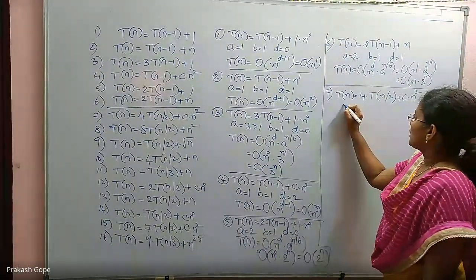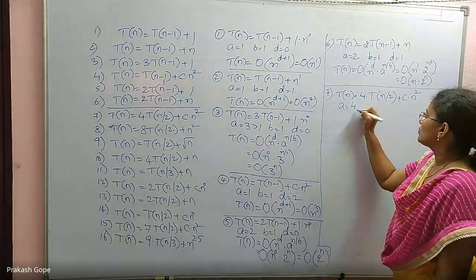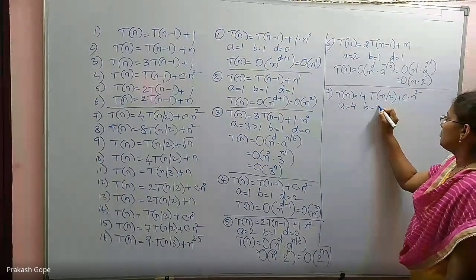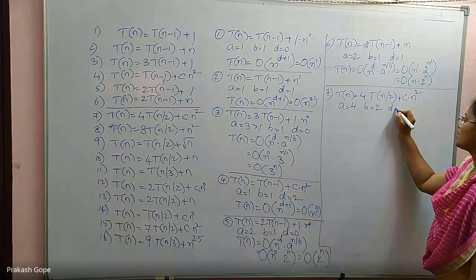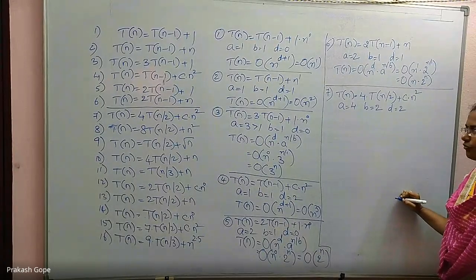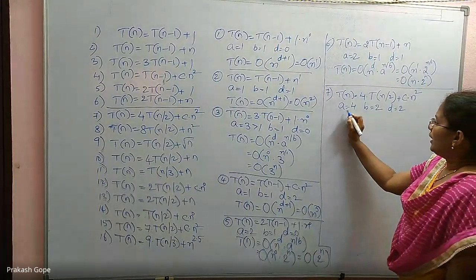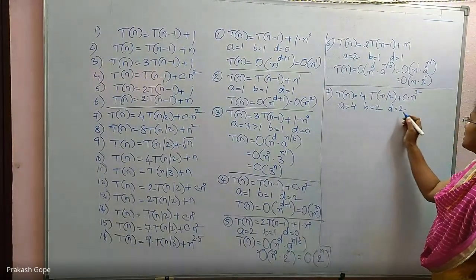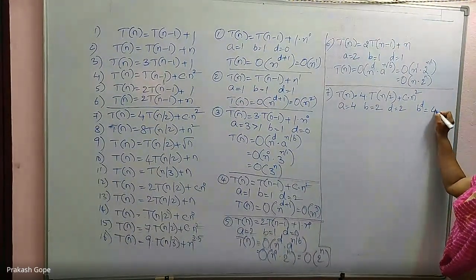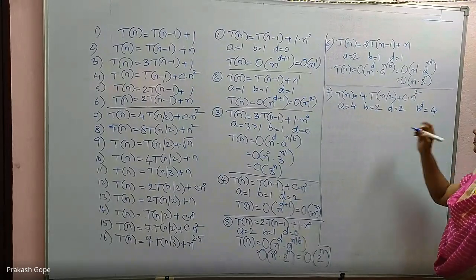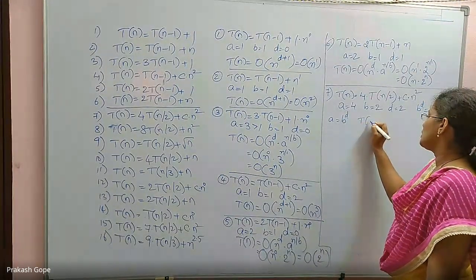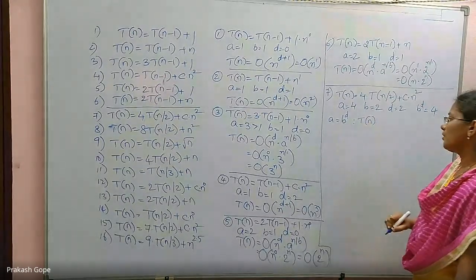So divide and conquer. A equal to 4, because A into T of n by B. B is 2. D is n power D, D is also fine. Now A is 4. What is B power D? By seeing this, what is B power D? 2 square. 2 square is also 4. So A is equal to B power D case. A equal to B power D case. So what is the formula?